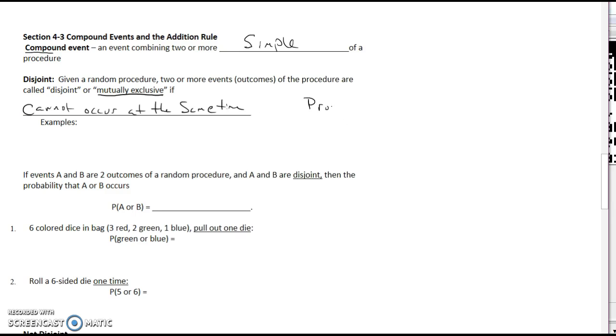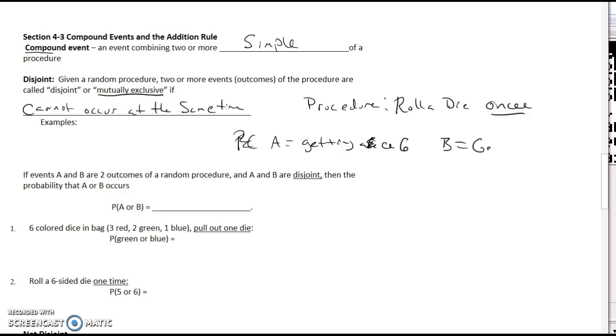So let's say my procedure is to roll a die once. Just one time, right? And if I say event A is getting a 6, and event B is getting a 3, can these things happen at the same time? No, they can't. So these would be called disjoint or mutually exclusive.